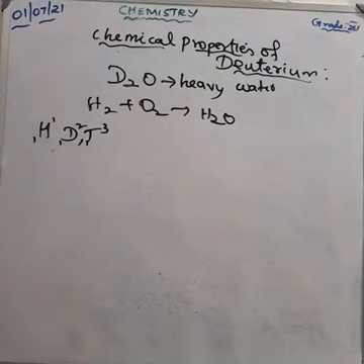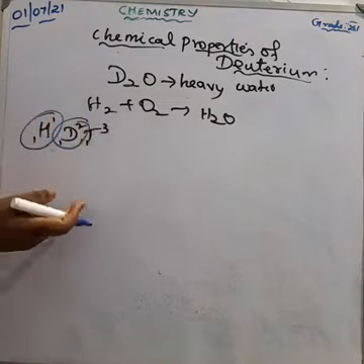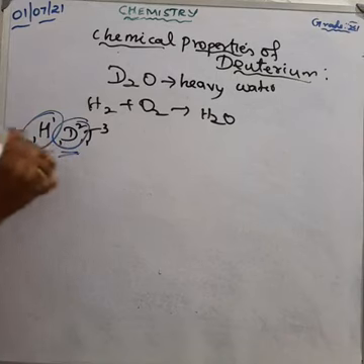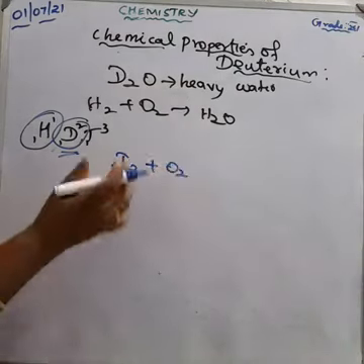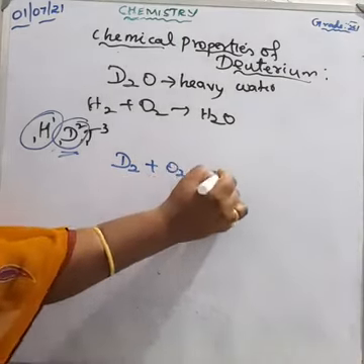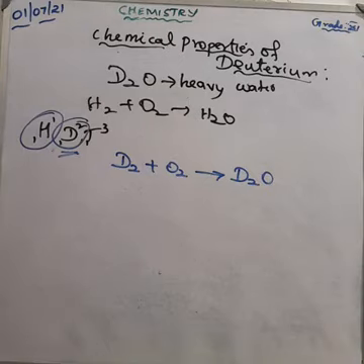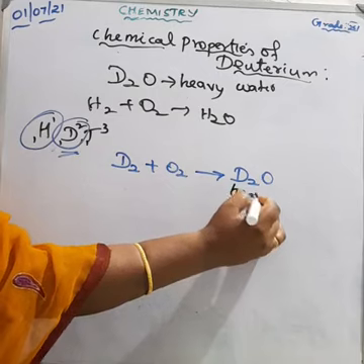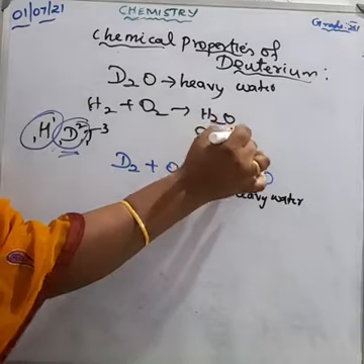About hydrogen we clearly studied the physical properties and chemical properties. Now we are going to study the chemical properties of deuterium. Like the hydrogen atom, deuterium also combines with oxygen to form deuterium oxide. Deuterium D2 combines with oxygen to form deuterium oxide, D2O. Otherwise we call this heavy water. Normal water H2O we call ordinary water, and D2O we call heavy water.